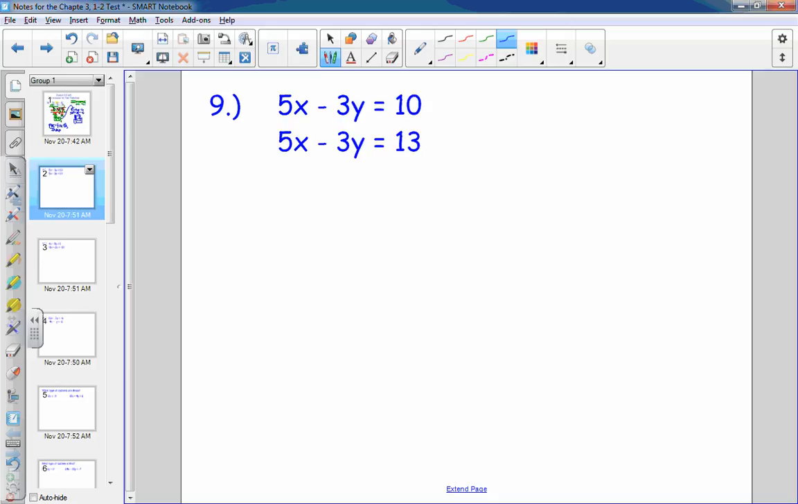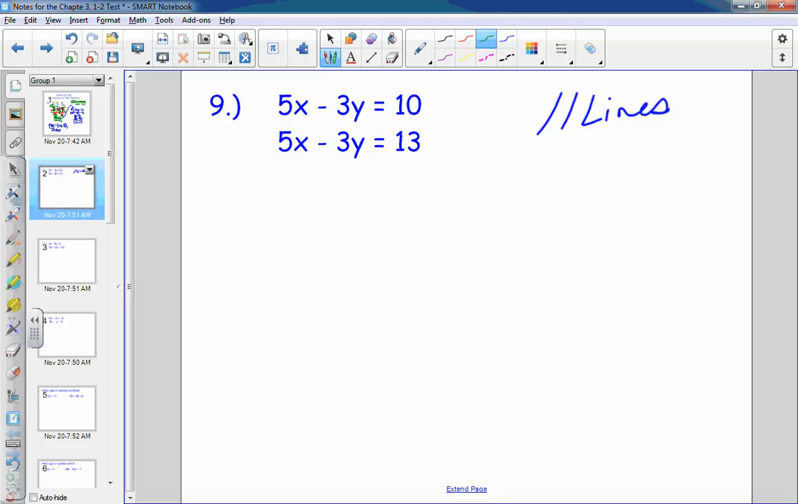What is not the same is going to be what it equals. 10 and 13 are not equivalent. So what you need to see is that these are actually going to be parallel lines. Okay? And parallel lines do not cross ever, so therefore their point of intersection is going to be no solution.